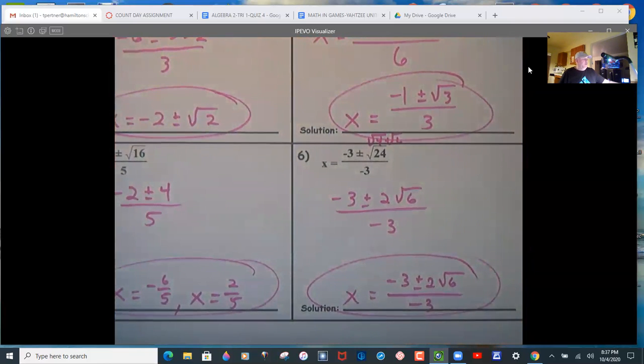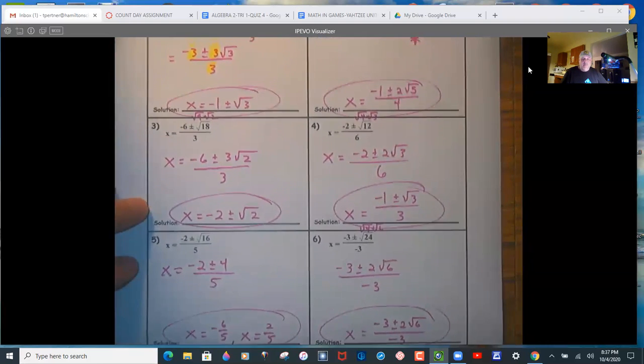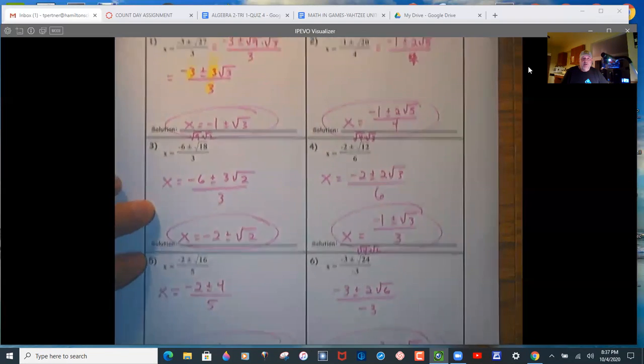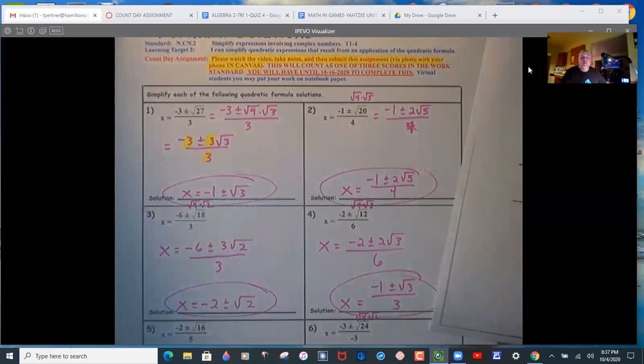You also have in your notes, if you're having trouble reducing a larger square root, that great big table of square root reducing, which will help you in problems that are more complicated. So take a pic of this and submit it on Canvas, and then I'll mark it as being completed, and then you'll have points in your work standard for this.